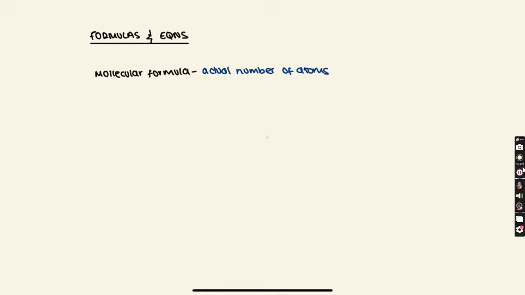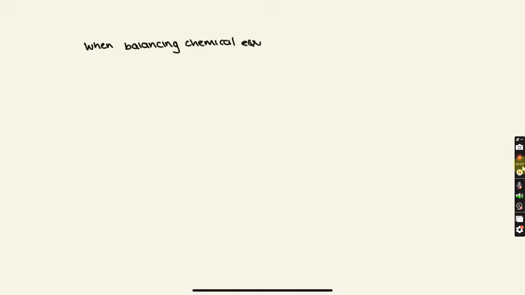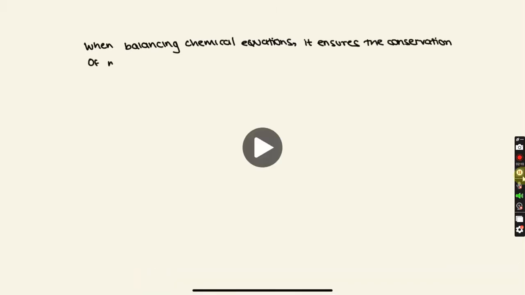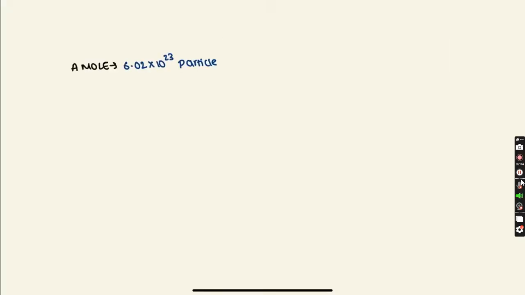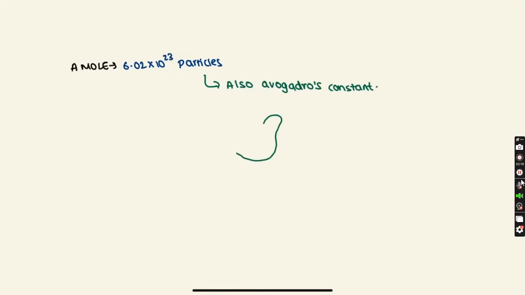Formulas and equations: we have the molecular formula, which gives the actual number of atoms in a molecule, while empirical formula gives the simplest ratio. Balancing chemical equations ensures the conservation of mass. A mole represents 6.02 times 10 to the power 23 particles of a substance, which is Avogadro's number, and the molar mass is the mass of 1 mole of a substance.